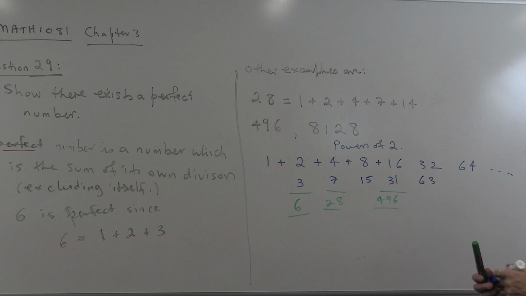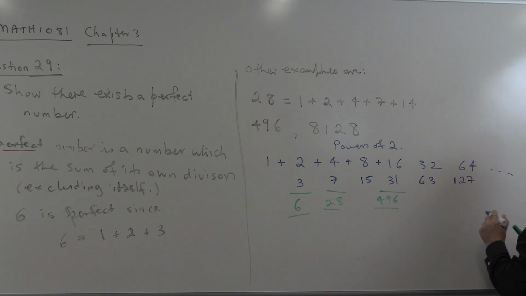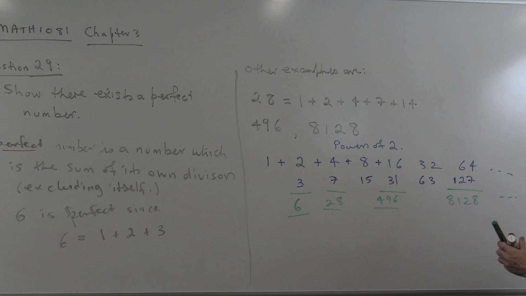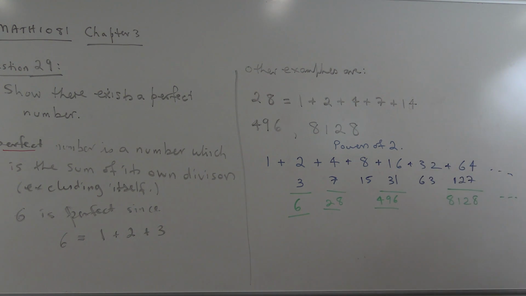Turns out not to give you a perfect number. But if you keep going, that plus that gives me 127. And if I multiply these two together, once again, I get 8,128. And you can keep going with the pattern. You can keep adding and multiplying and see what happens.